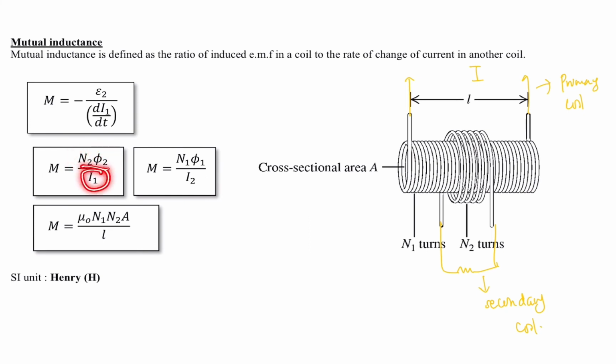In other words, we can calculate mutual inductance using M equals N2 phi2, the magnetic flux in the secondary coil, over I1, or M equals N1 phi1 over I2, or else mutual inductance equals mu naught N1 N2 A over L, where N1 is the number of turns in the primary coil, N2 is the number of turns in the secondary coil, A is the cross sectional area, which is the same for both because they are coaxial, and L is the length of the primary coil. The SI unit for mutual inductance is the Henry.